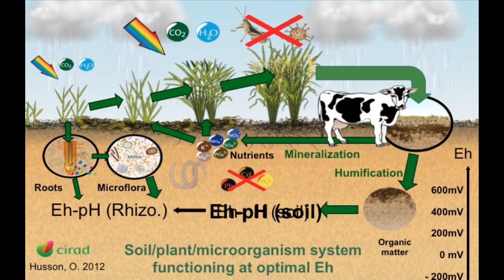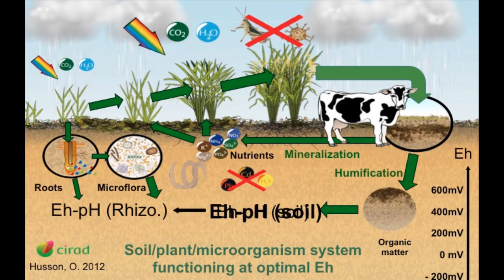Then you have a lot of biomass coming back to your soil, and one part is mineralized. You have a balanced redox, so one part is mineralized, one part is humified, and you increase your organic matter content, and you buffer the soil EH, pH at the proper level. So you see, this is what we aim at with regenerative agriculture, that we function at this level. Earthworms are fundamental.